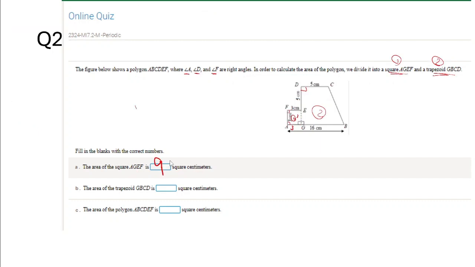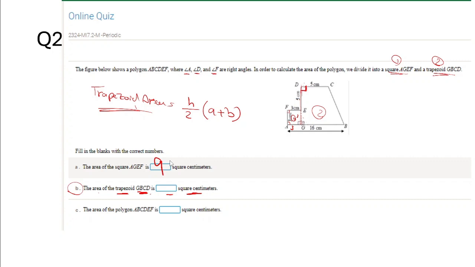Okay, question number B. The area of trapezoid GBCD in square meter. Okay, now trapezoid area, the formula of trapezoid area is height over 2 times (a plus b). Okay, the height, this is the height. You see the height, it has to be perpendicular to both sides of the trapezoid. So this is the height.